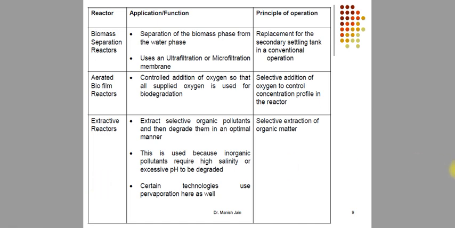One of the most important processes where membrane reactors are used is fermentation. What is fermentation? Fermentation is to convert glucose into alcohol. So you are using yeast. Yeast will oxidize the glucose into alcohol.